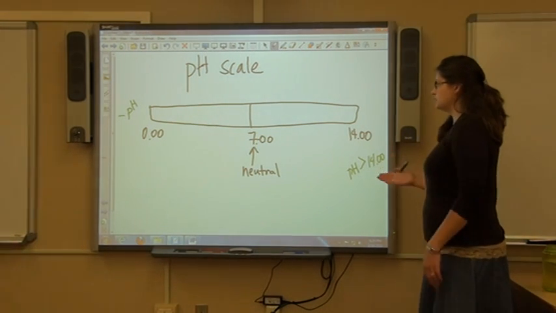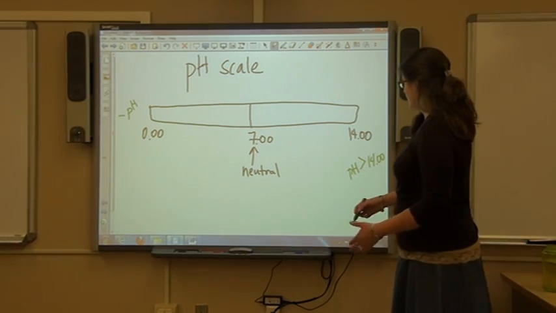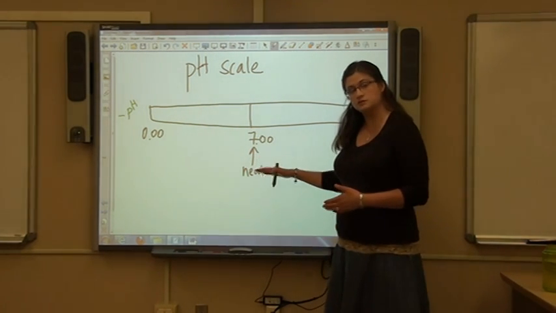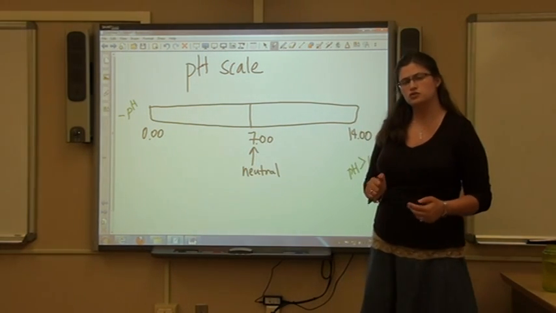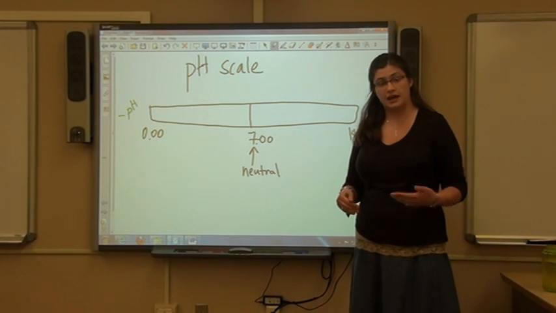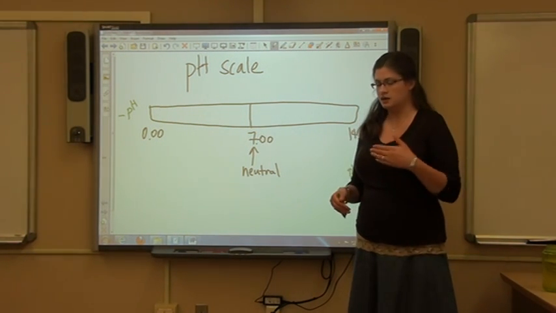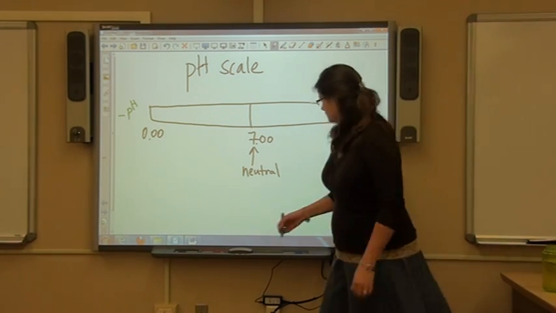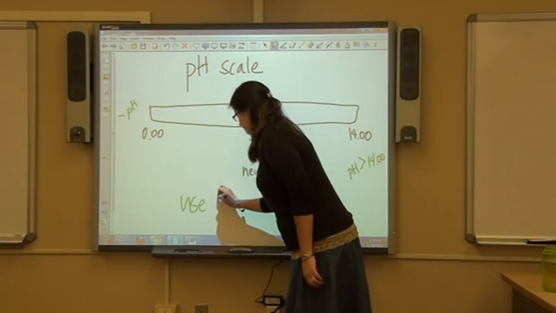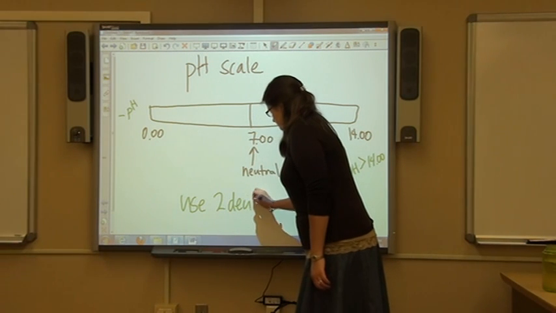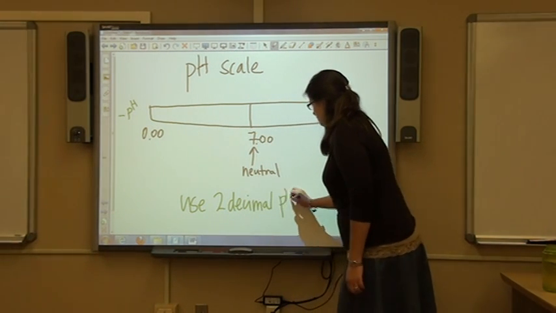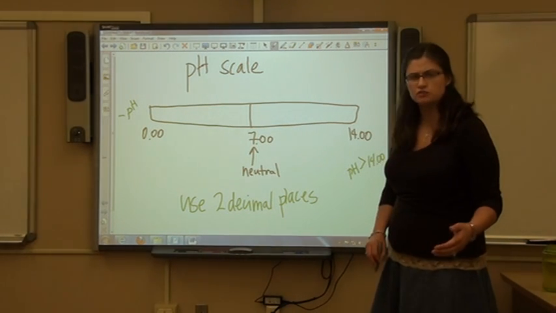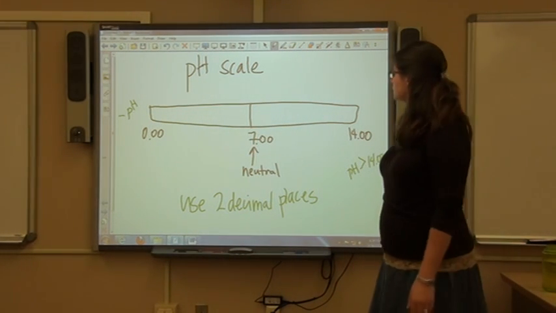Okay, so this is how the pH scale is set up. You have from 0 to 14, and 7.00 is neutral. Now whenever you use pH as an answer or as a number in a problem, I want you to always use 2 decimal places. So you don't have to really necessarily worry so much about significant figures. Just use always 2 decimal places for pH.